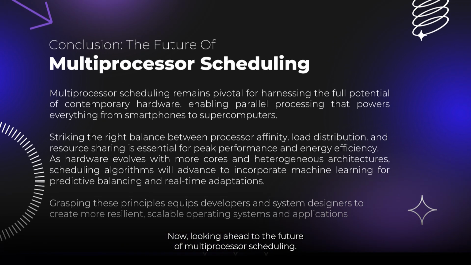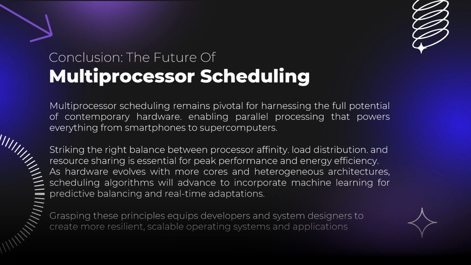Now, looking ahead to the future of multiprocessor scheduling, it continues to play a pivotal role in computing innovation. With hardware evolving rapidly, with more cores, different types of architectures, and complex processes, scheduling must also adapt. The main challenge is finding the perfect balance between processor affinity, load distribution, and resource sharing. Getting this right ensures maximum speed and energy efficiency.